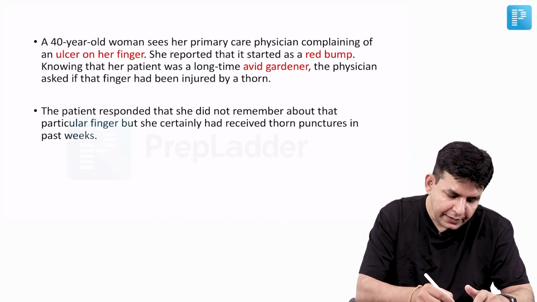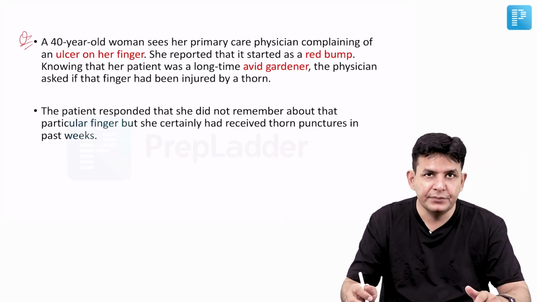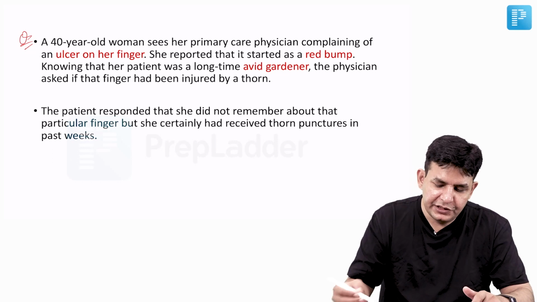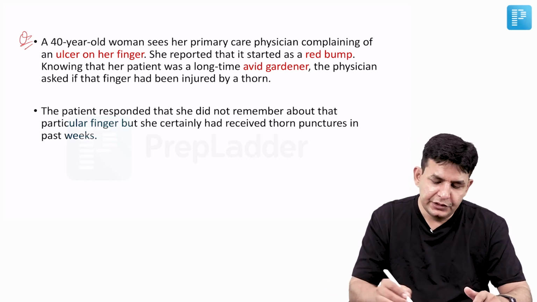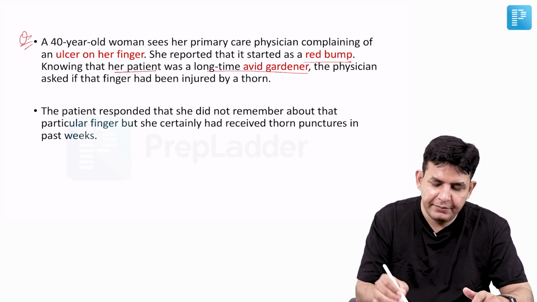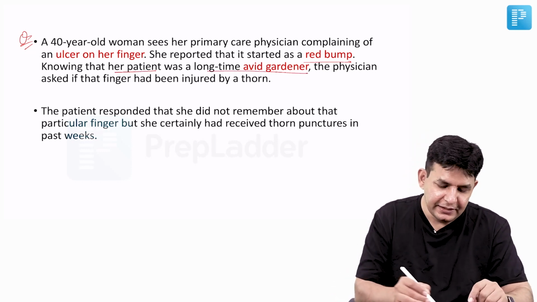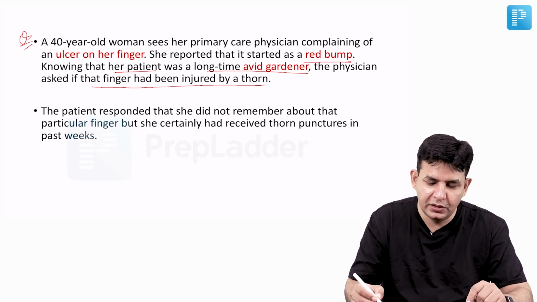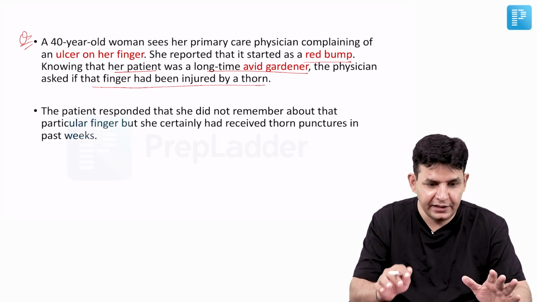Fine. Now, coming to the next question: a 40-year-old woman sees her primary care physician complaining of an ulcer on her finger. She reported it started as a red bump. Knowing her patient was a long-time avid gardener, the physician asked if that finger had been injured by a thorn. Okay, so sufficient hint is there in the question.